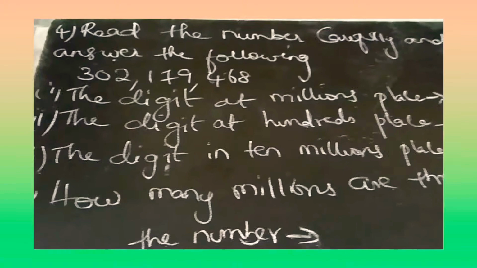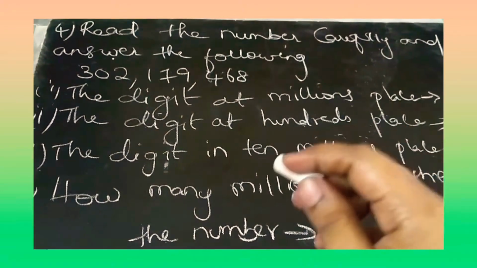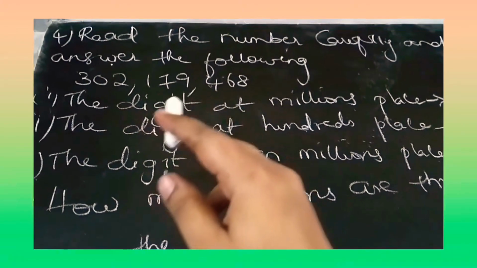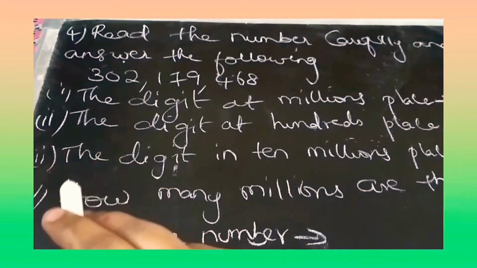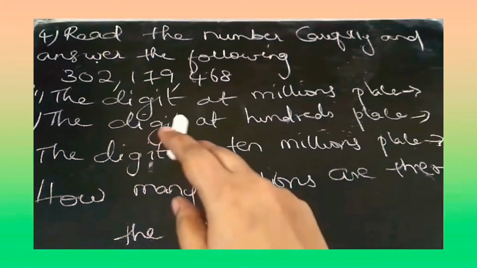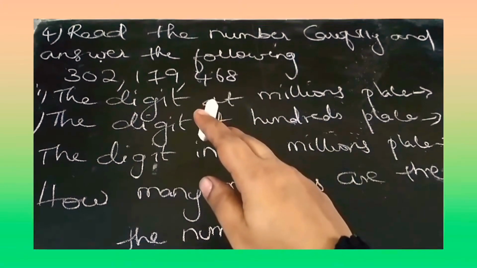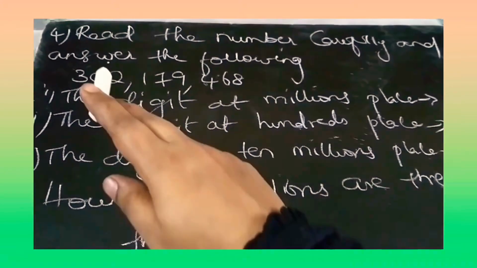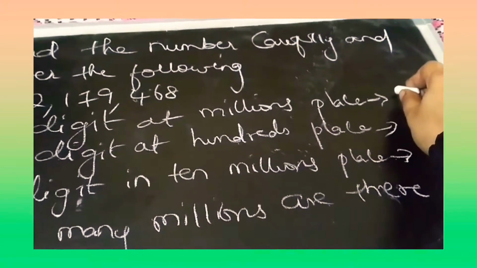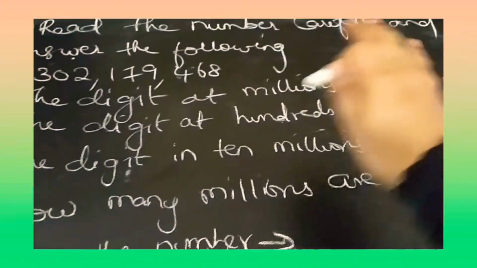Now fourth one is read the number carefully and answer the following. Okay, read this number carefully and you have to answer this question. The first question is the digit at millions place. Okay, what is there in millions place? Ones, tens, 100, 1,000, 10,000, 100,000, 2 is there. Okay, million, 2 is there in the millions place.